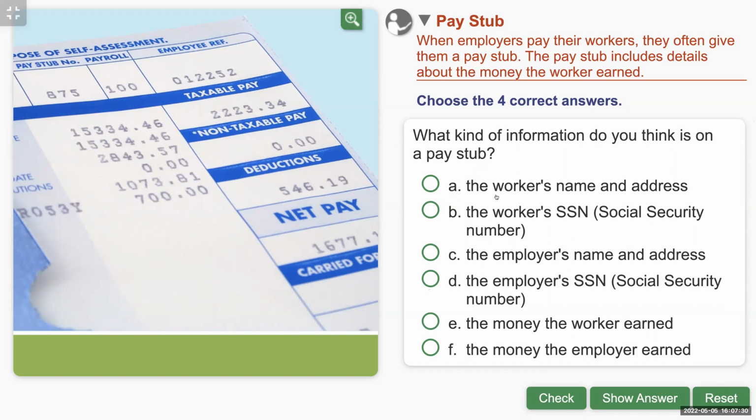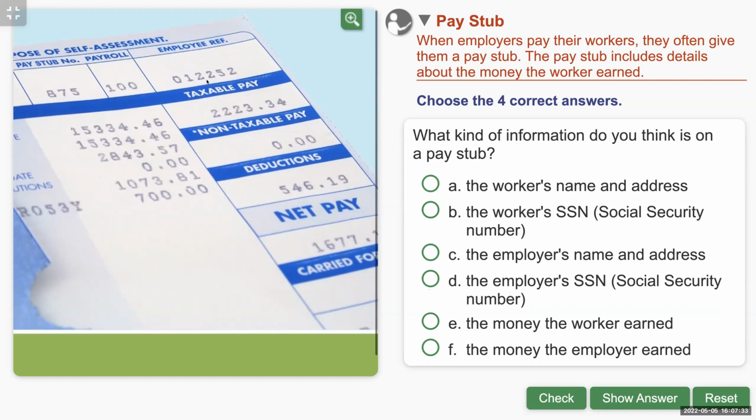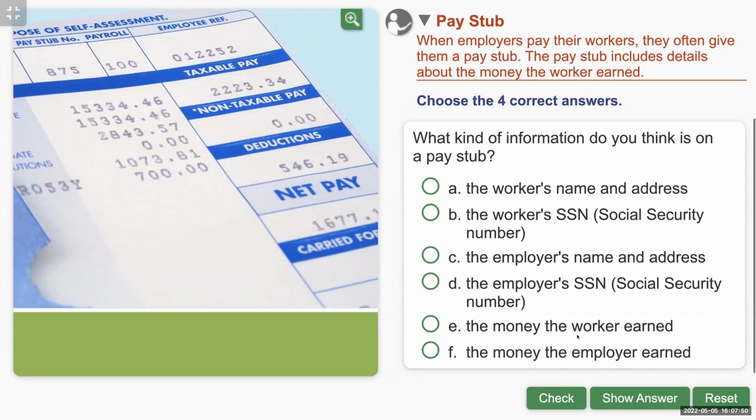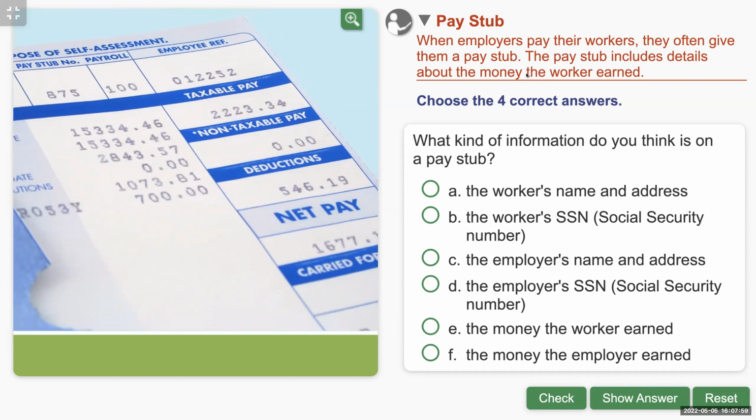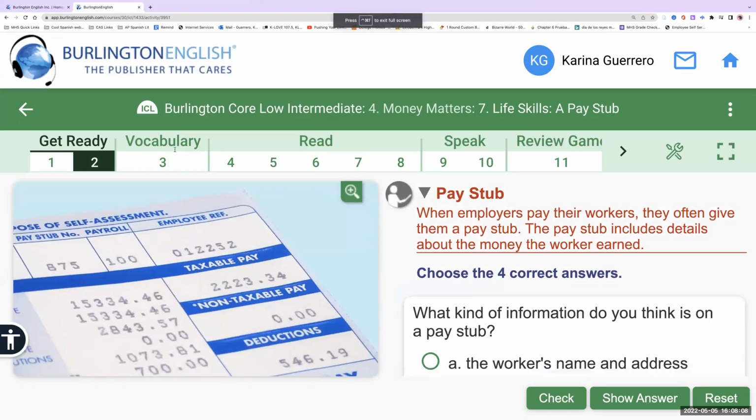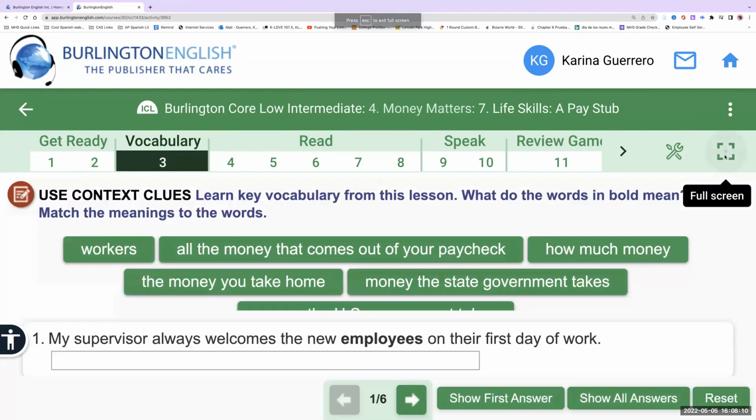A, is the name of the worker and address on the pay stub? B, is the worker's social security number on the pay stub? C, is the employer's name and address on the pay stub? D, is the employer's social security number on the pay stub? E, is the money the worker earned on the pay stub? Or is the money the employer earned on the pay stub? So think, and then you're going to choose 4 correct answers. Once you're ready, we're going to look at vocabulary.